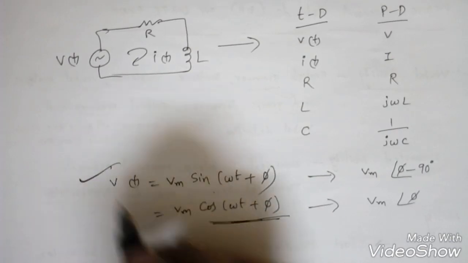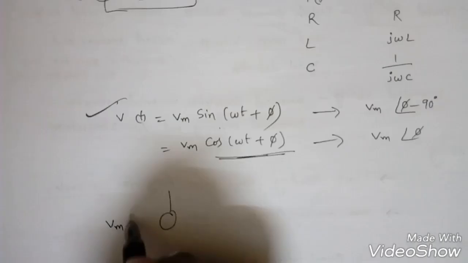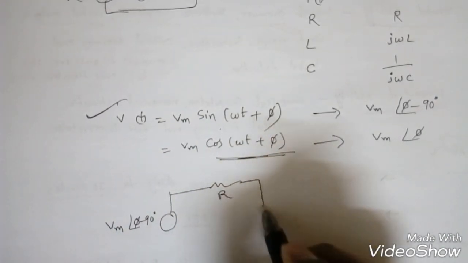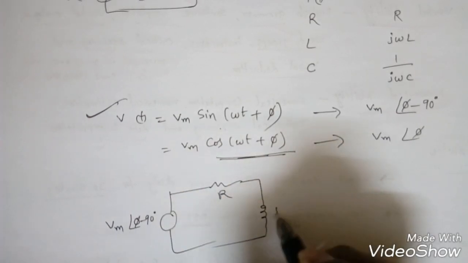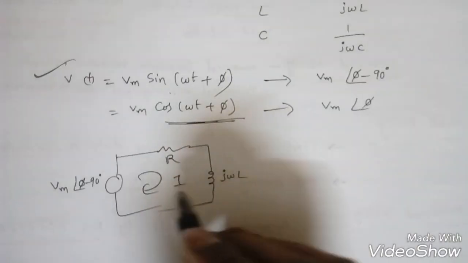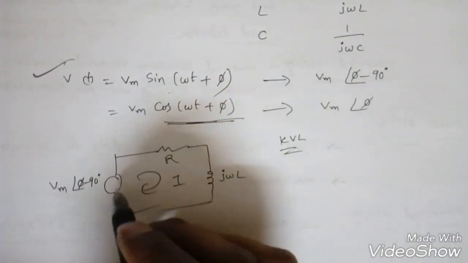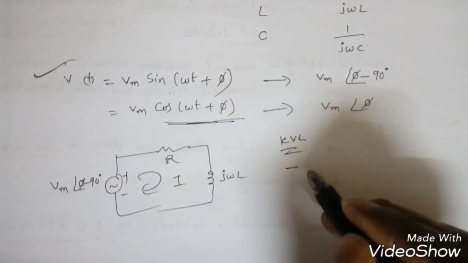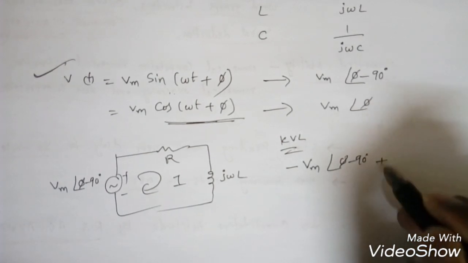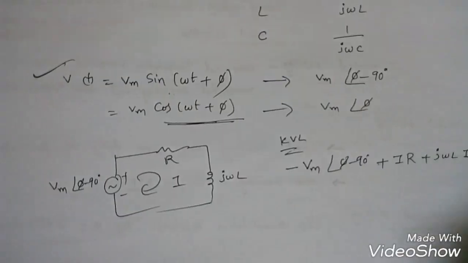So first case we'll assume sine omega t plus pi, so it is Vm angle pi minus 90 degree, this is R, and this will become j omega L, and this is I. Now what we need? I. So apply KVL: minus Vm angle pi minus 90 degree plus IR plus j omega L into I is equal to 0.